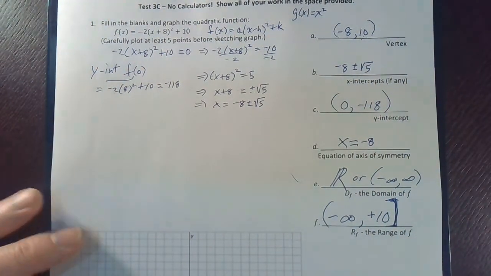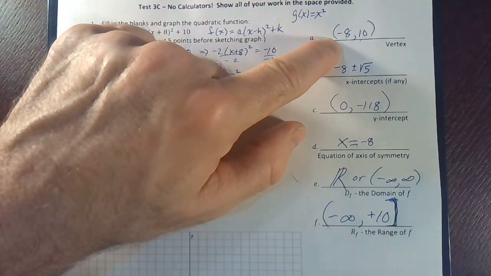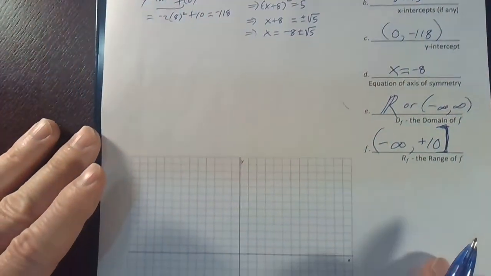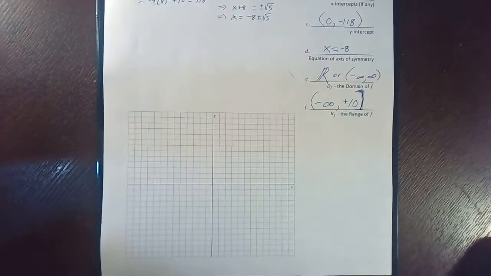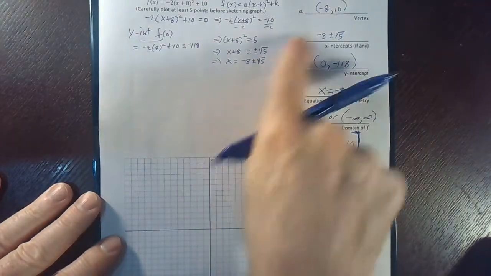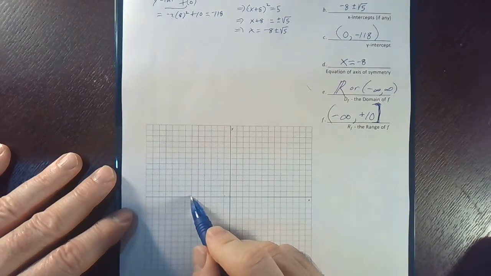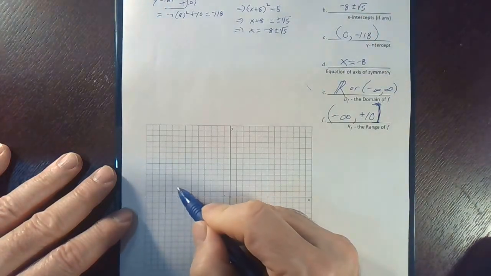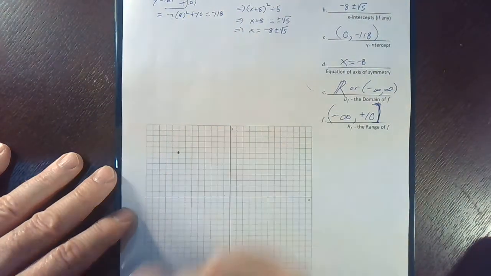All right, all that's left now is to graph it. Let's start with the vertex, negative 8, comma 10. So let me raise this up a little bit. That ought to do it. All right, so the vertex is negative 8, 10. 1, 2, 3, 4, 5, 6, 7, 8, and up 10. 1, 2, 3, 4, 5, 6, 7, 8. All right.